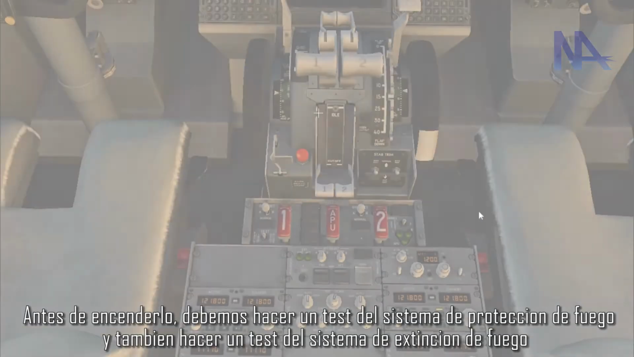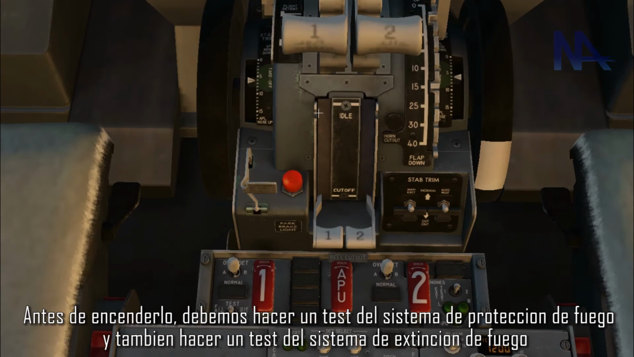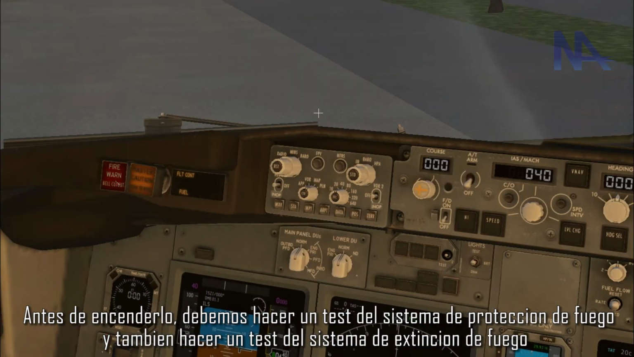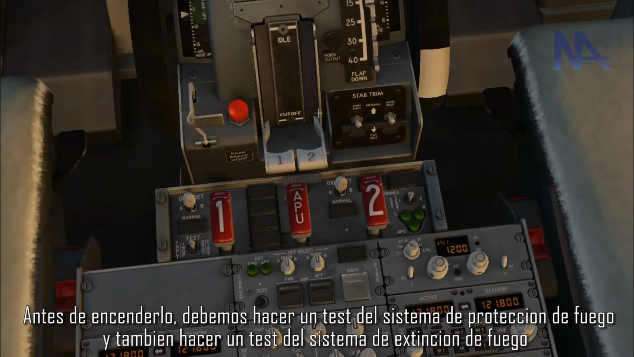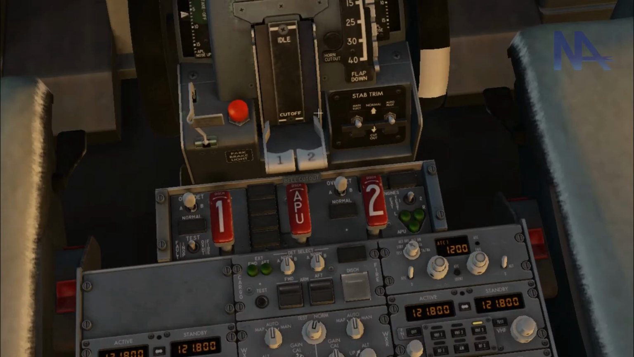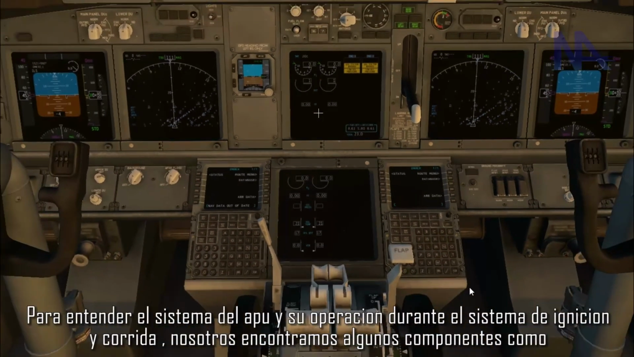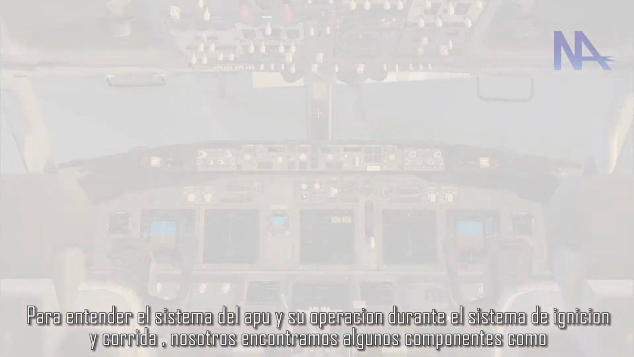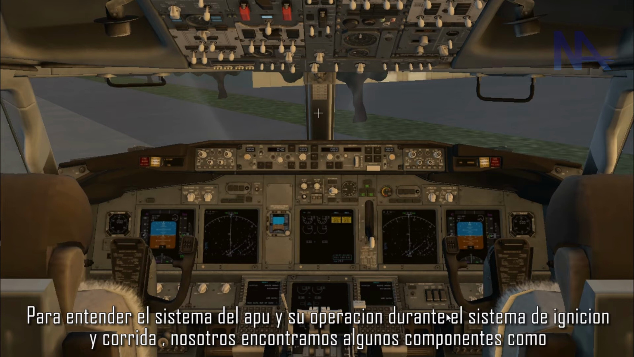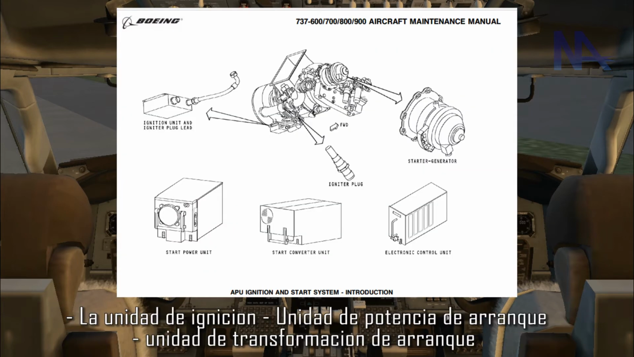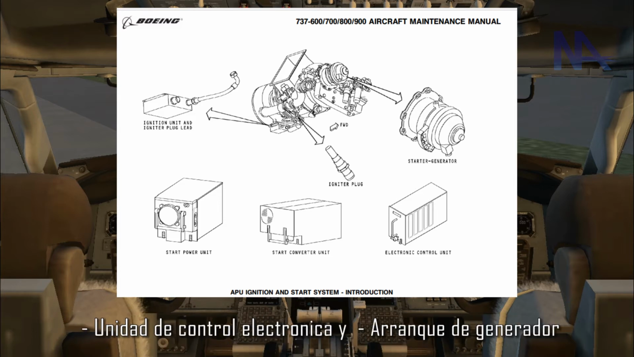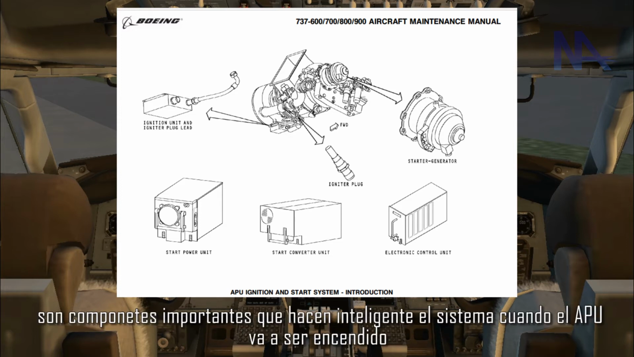Before starting, we must do a test of the APU fire protection system and also do a test of the APU fire extinguisher system. To understand the APU system and its operation during the ignition and start system, we find some components such as the ignition unit, start power unit, start converter unit, electronic control unit, and starter generator. They are important components that make the system start when the APU is going to be started.